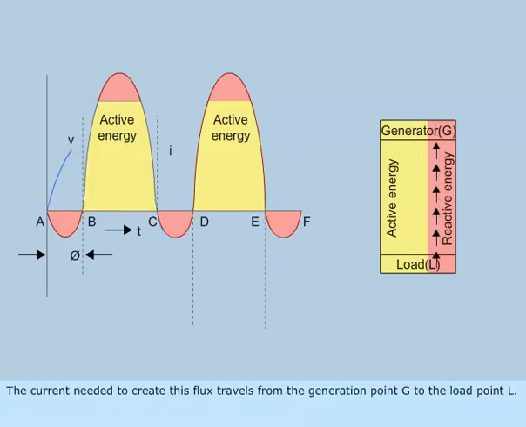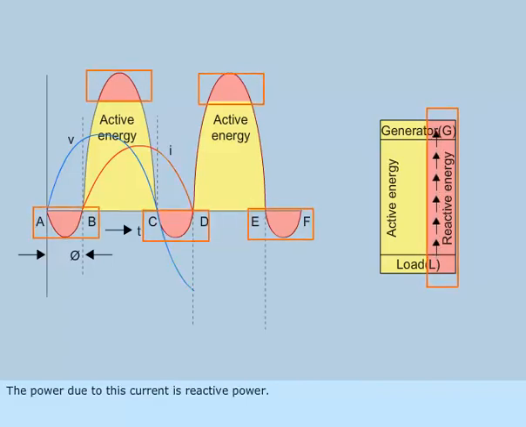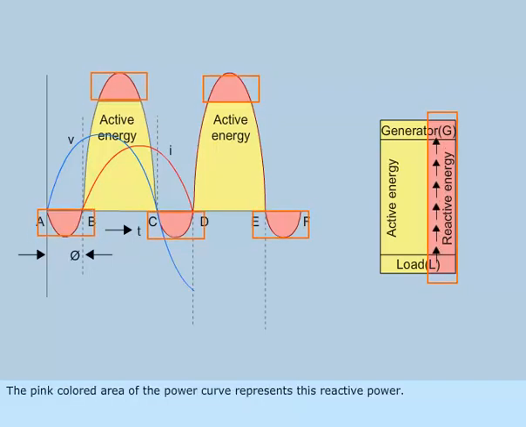The current needed to create this flux travels from the generation point G to the load point L. And when the flux goes to zero, a current is fed back to G from L. The power due to this current is reactive power. This process is a kind of magnetic reversal of energy. The pink-colored area of the power curve represents this reactive power.